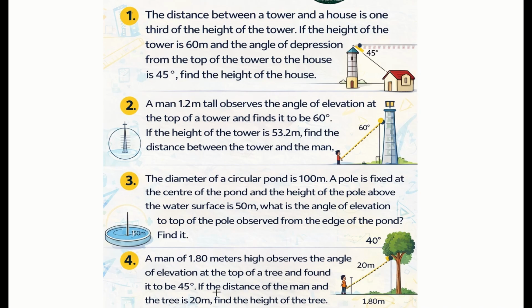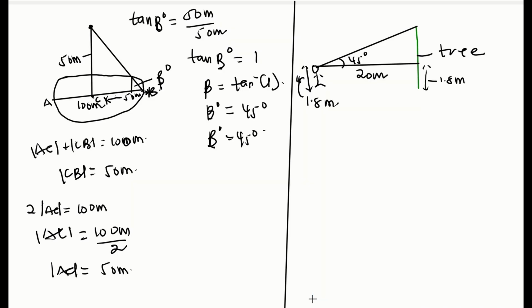Alright. So if the distance of the man and the tree is 20 meters, find the height of the tree. So we are looking at what's the height of the tree. Here as well, we are not given the hypotenuse. So the best is to use tan. So finding the tan, you must first find what? The length from this top here to the final height of the tree here. The full length of the tree here.